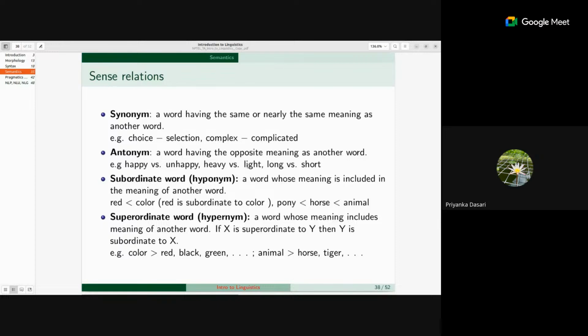Sense relations are basically synonyms, antonyms and so on. Synonyms are words with similar or nearly the same meanings, and antonyms are opposite meanings of another word. Subordinate words are like red. Red is a subordinate of color, and pony is a subordinate of horse. Horse is subordinate to animal. In the same way, superordinate: let's say X is superordinate to Y, then Y is subordinate to X. It's the reverse of subordinate. Like color comes first, and then all the types of colors, or animals and then a list of animals.